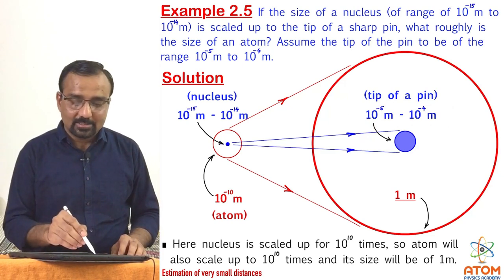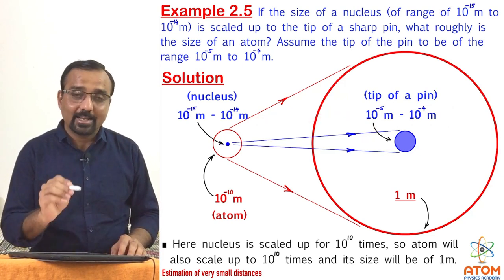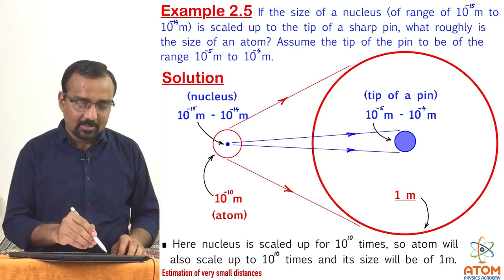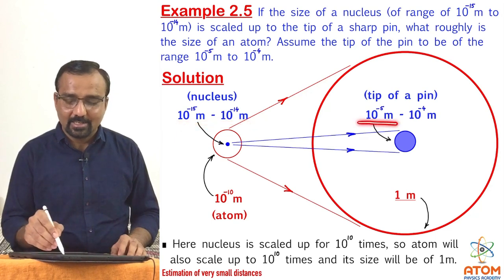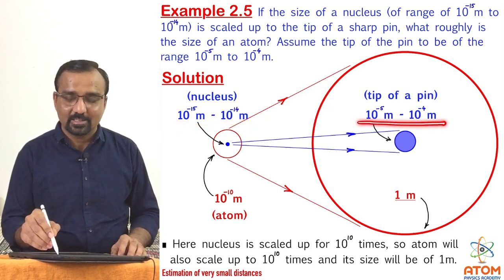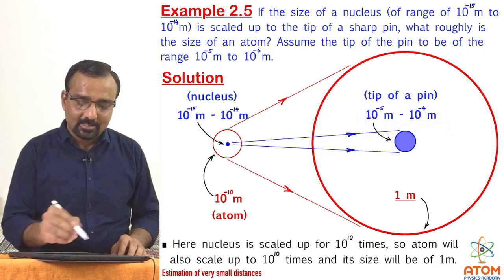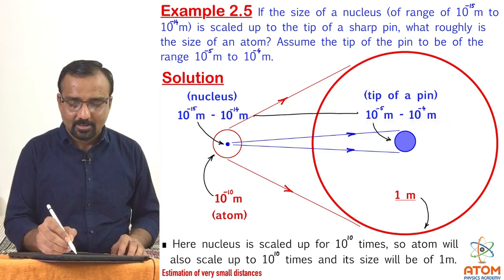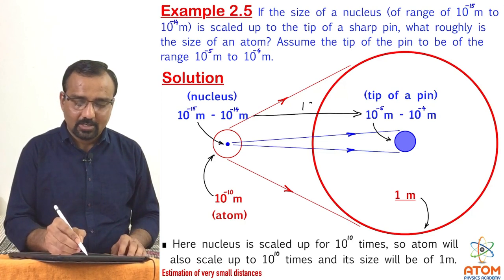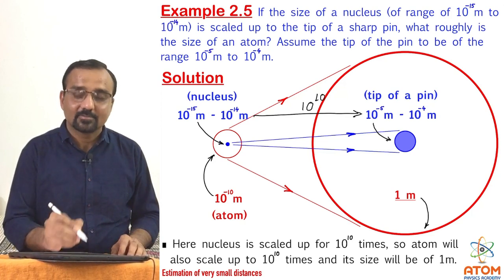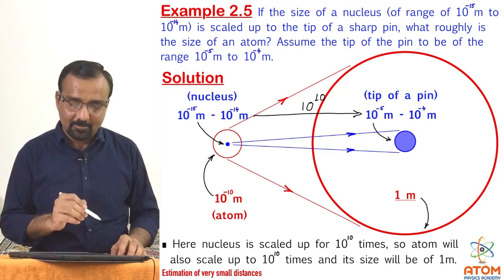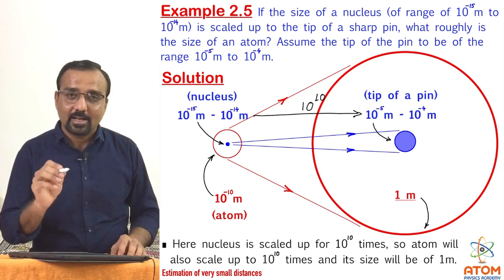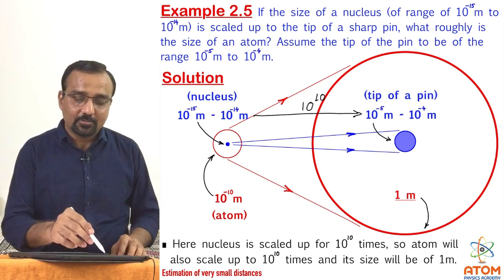That means the scaling is of the order of 10 raised to 10. You can see here the size is 10 raised to minus 15 to 10 raised to minus 14, which is scaled up to 10 raised to minus 5 to 10 raised to minus 4. That means the scaling is of the order of 10 raised to 10. That is why the same thing will happen in the case of the size of the atom also. The size of the atom will also scale up 10 raised to 10 times.